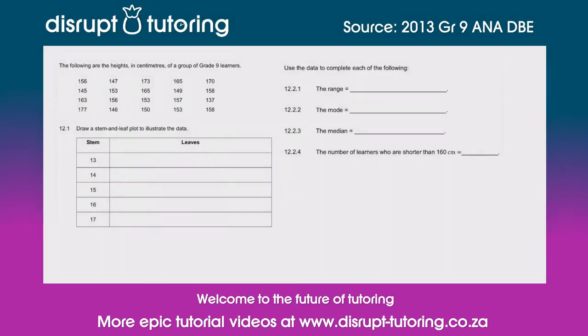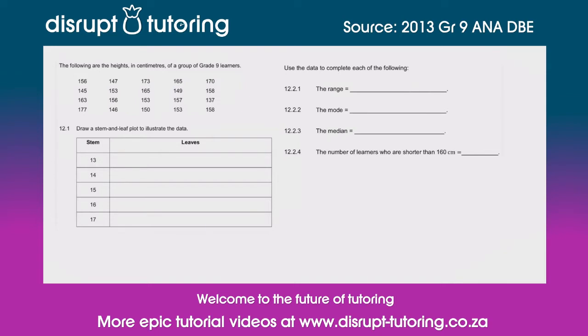Today we're dealing with a statistics or data handling question, and I'm going to jump straight into it. They've given us the following: heights in centimeters of a group of grade 9 learners. They've then said to us, draw a stem and leaf plot to illustrate the data. What's useful with a stem and leaf plot is it tries to put the data into numerical order, which we can then use in the questions that follow.